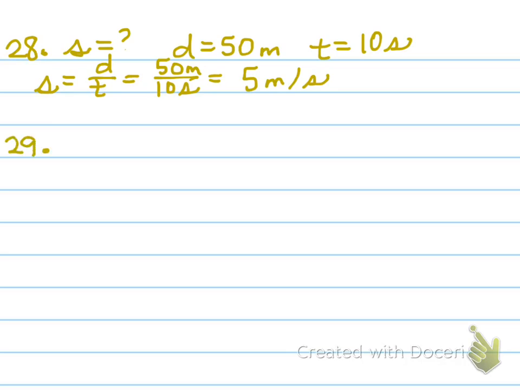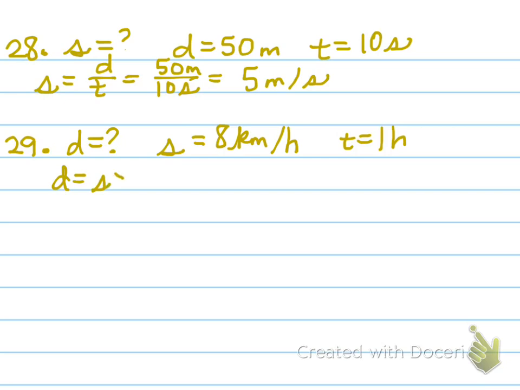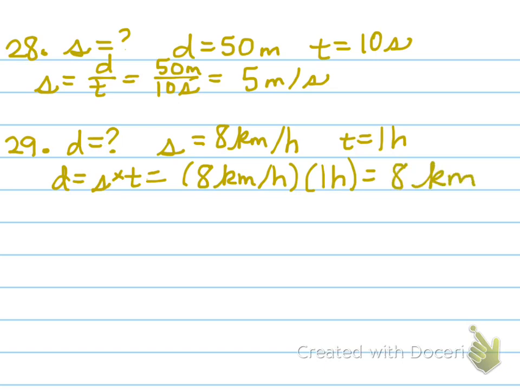29. Calculate the distance in kilometers. So we want a distance that Charlie runs if he maintains an average speed of 8 kilometers per hour for 1 hour. So again, our equation for distance is our speed times our time. Our speed is 8 kilometers per hour. Our time is 1 hour, which gives us a distance of 8 kilometers.